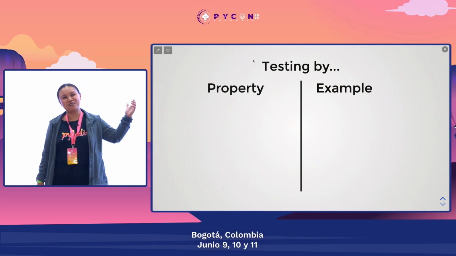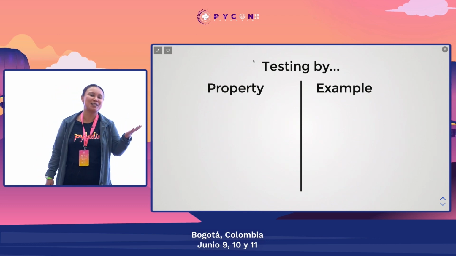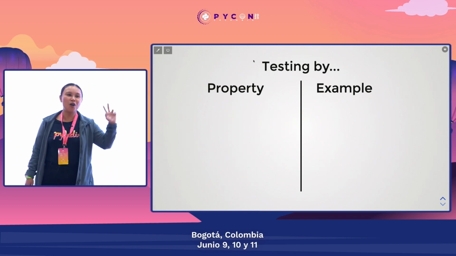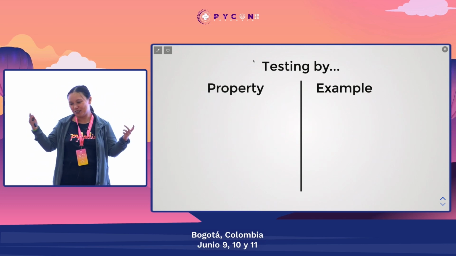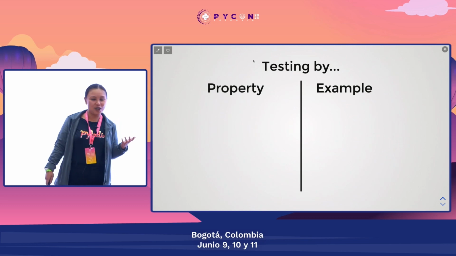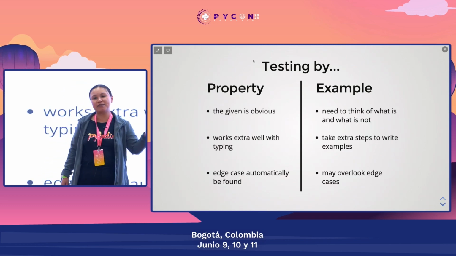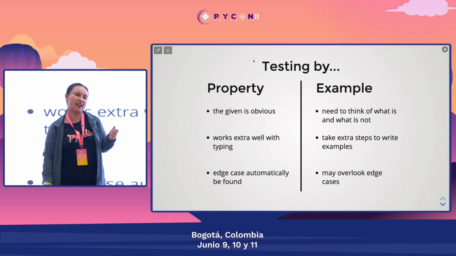I have created a chart for you so you can compare how property-based testing is different from what you normally do when you test your code, with quotation marks, because normal is a relative term. I'll pop all of them up and explain point by point.